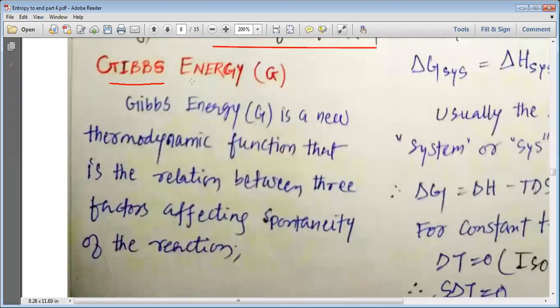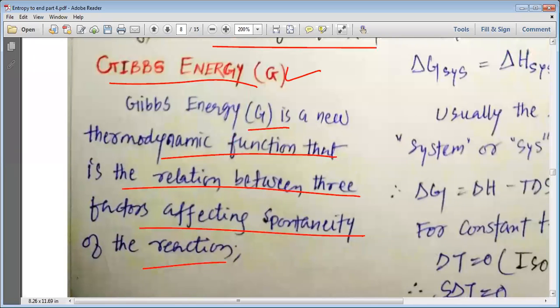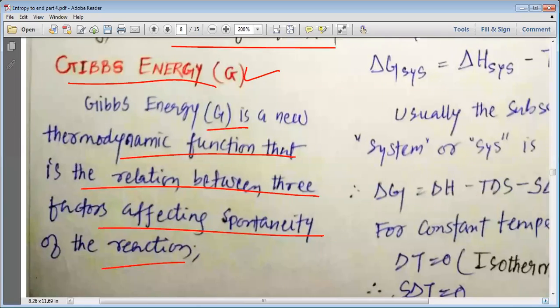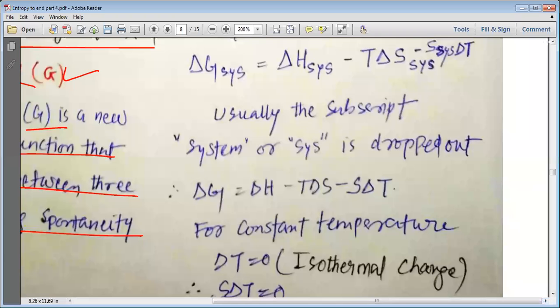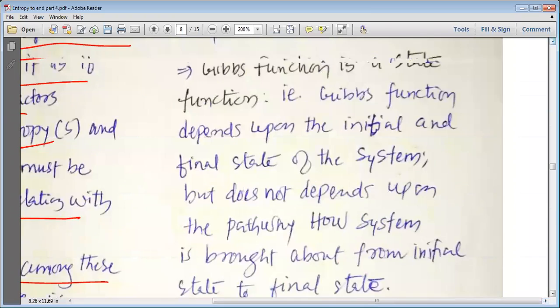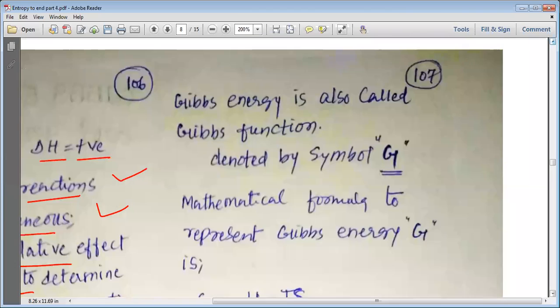So let us understand Gibbs energy, which is denoted by G. Gibbs energy G is a new thermodynamic function that is the relation between the three factors affecting spontaneity. Let us establish the relation among them. Let us look at G and its definition and understanding.